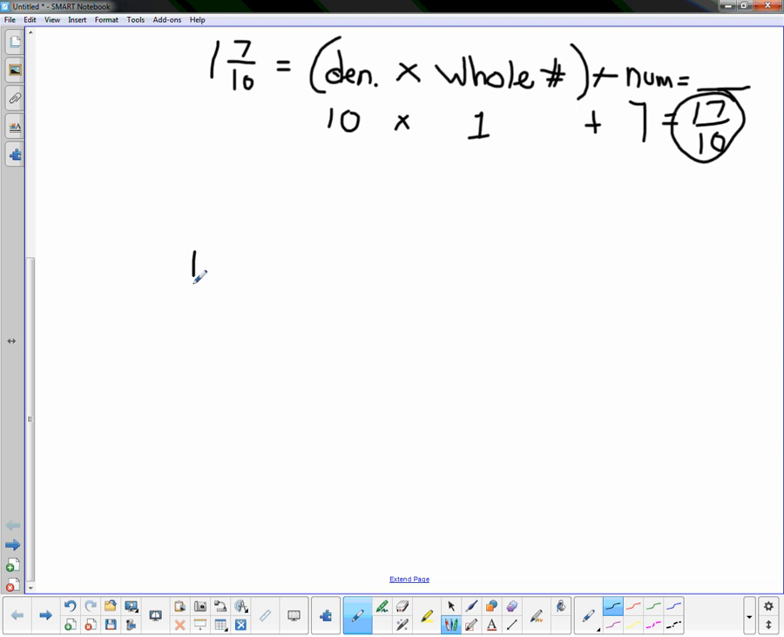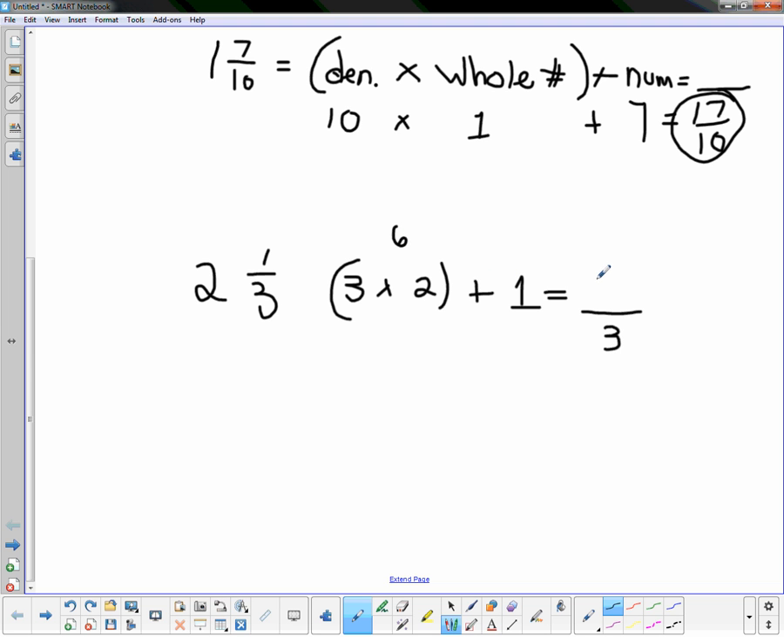Let's actually do 2. Let's do a bigger number than 1. 2 and 1/3. So I still follow this: denominator, which is 3, times my whole number, which is 2. And I do that first because it's in parentheses. And then I add my numerator, which is 1. And then I get a numerator with the denominator staying the same. So 3 times 2 is 6, plus 1 is 7/3. There we go.